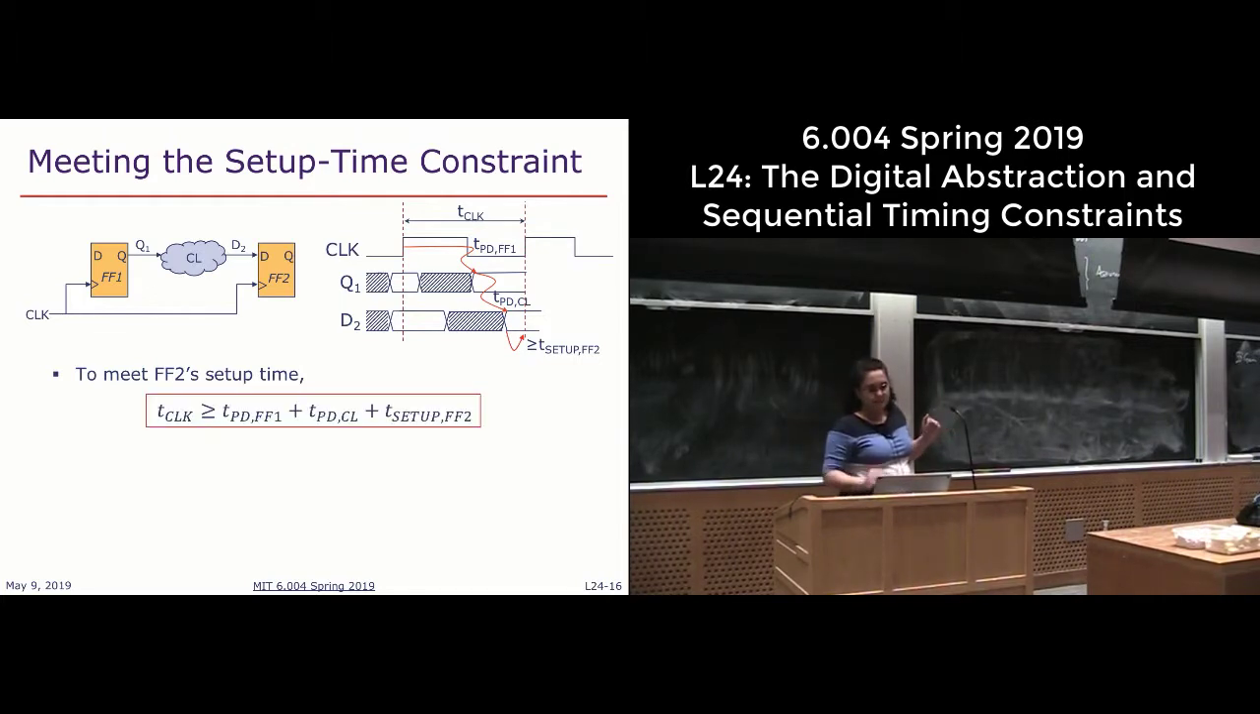So this tells me that my clock period has to be greater than or equal to the propagation delay of my register plus the propagation delay of any combinational logic that's between my two registers plus the setup time of my second register, okay? And I have to evaluate what this number is for every single register to register path in my circuit. And of course, the one that's the longest is what's going to control my clock period, okay?